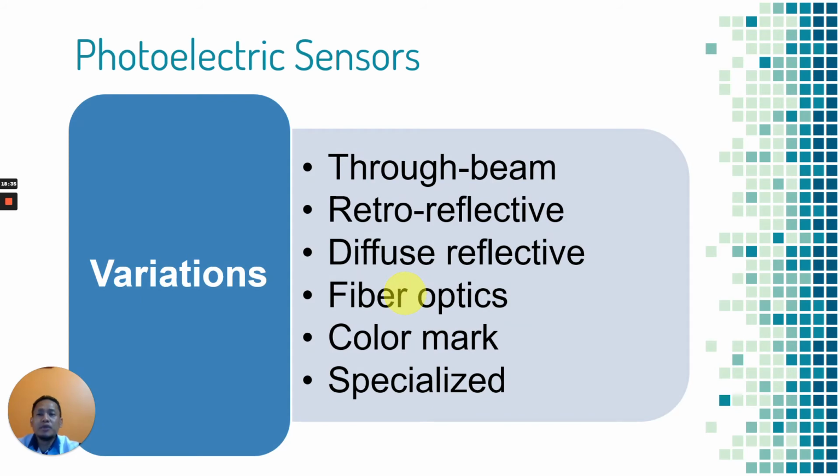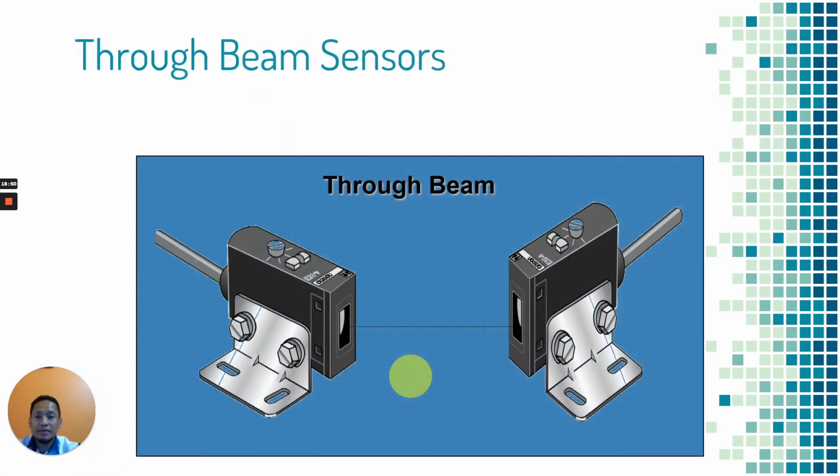Okay, next one is a photoelectric sensor. These are the variations: true beam, retroreflective, diffuse reflective, fiber optics, color mark, and specialized. Okay, this is the photoelectric sensor. They are using photo, photo is the light. Okay, this is a true beam sensor, for example.